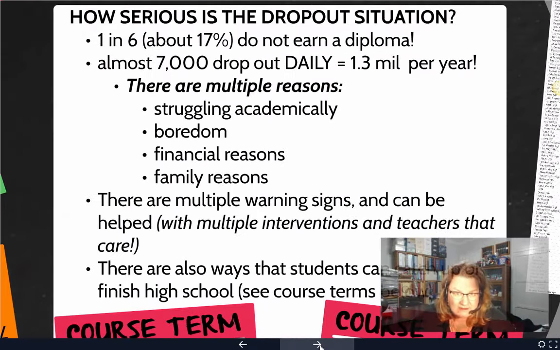And I know it's hard, but there's a lot that we can do, especially since about 17% of students who go to high school don't earn a diploma. It seems weird to me. That's nationwide. And about 7,000 students drop out daily. How is that even possible? 7,000 students drop out. 1.3 million per year? Jeez Louise.